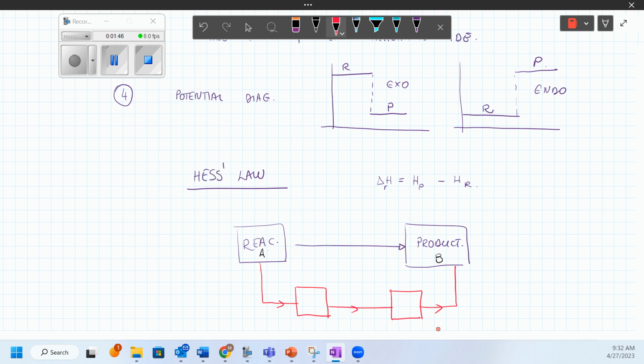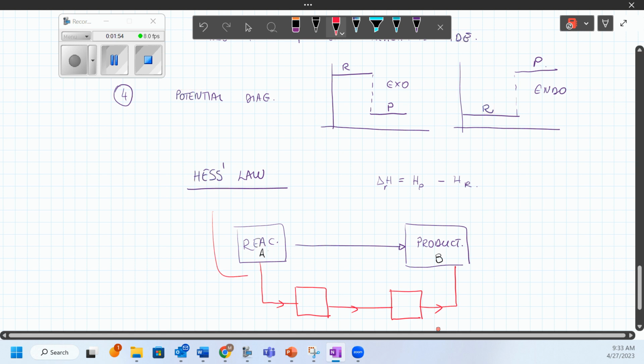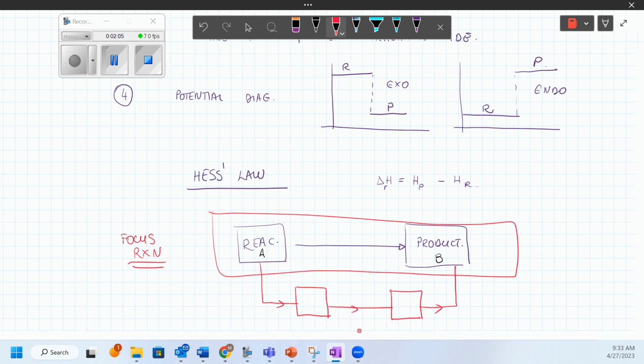So in other words, I call the main reaction, this reaction here, the focus reaction. Where do you want to go? And then with those intermediate reactions, I work with the idea of how I can manipulate those reactions so that I am reaching the focused reaction here.